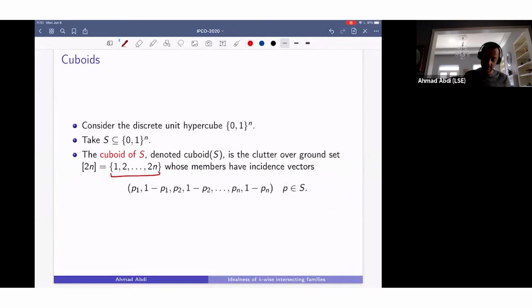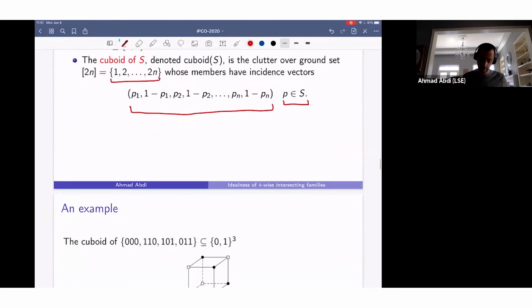And what is this correspondence? For every point in S, I'm going to expand this point to a 2n-dimensional point by appending 1 minus the point to it. So I'll first put the first coordinate of P and then 1 minus that coordinate, and so on for each coordinate, with 0 and 1. I've encoded all the twistings.